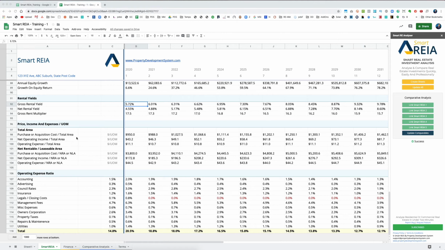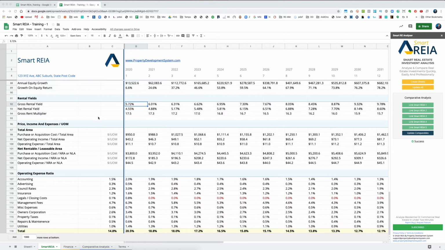Let's check out rental yields, which is pretty straightforward. Your gross rental yield is calculated based on your gross operating income, and your net rental yield is calculated based on your net operating income. So that's pretty much straightforward.